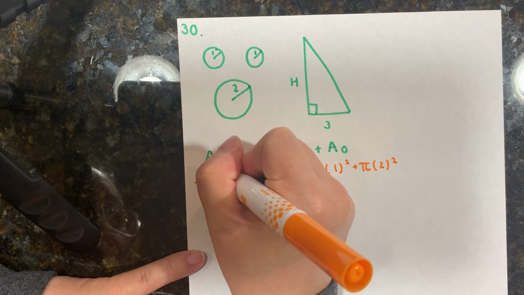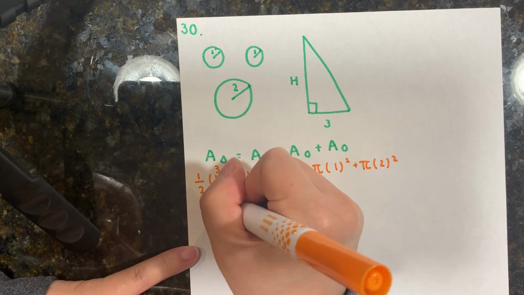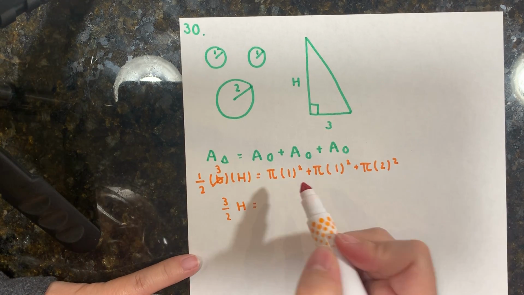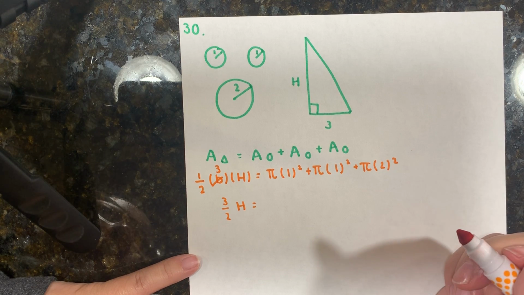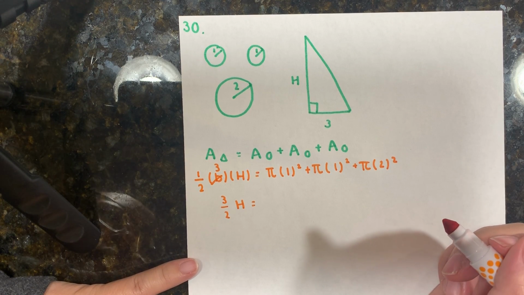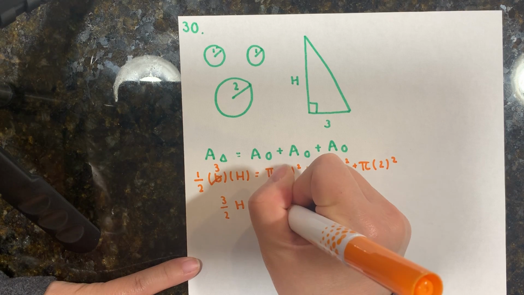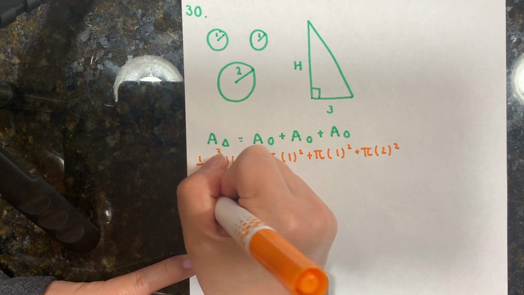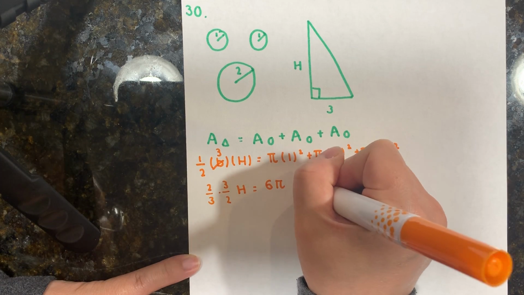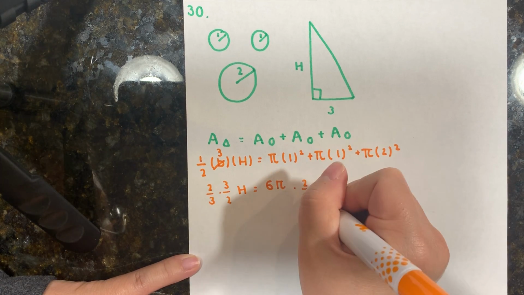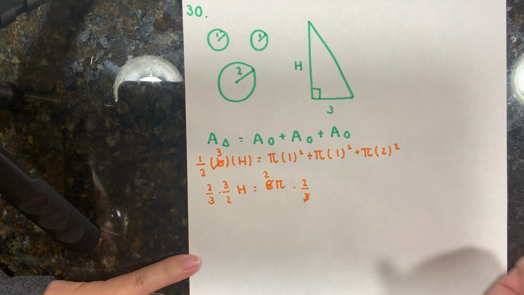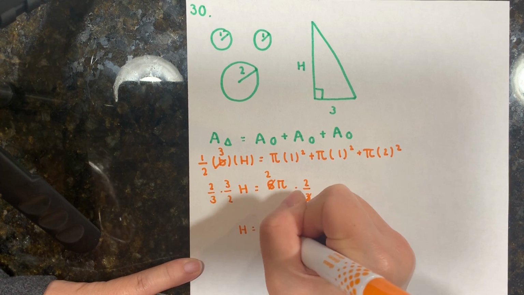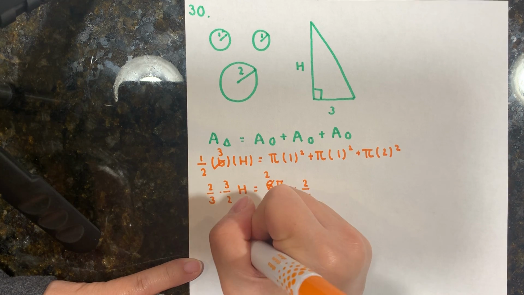I know that my base is 3 on this one, so that's going to be 3 over 2h equals 1 plus 1 plus 4. That's going to give us 6 pi. And to get the h by itself, you're going to multiply by 2 over 3. So that would give us h is equal to 4 pi.